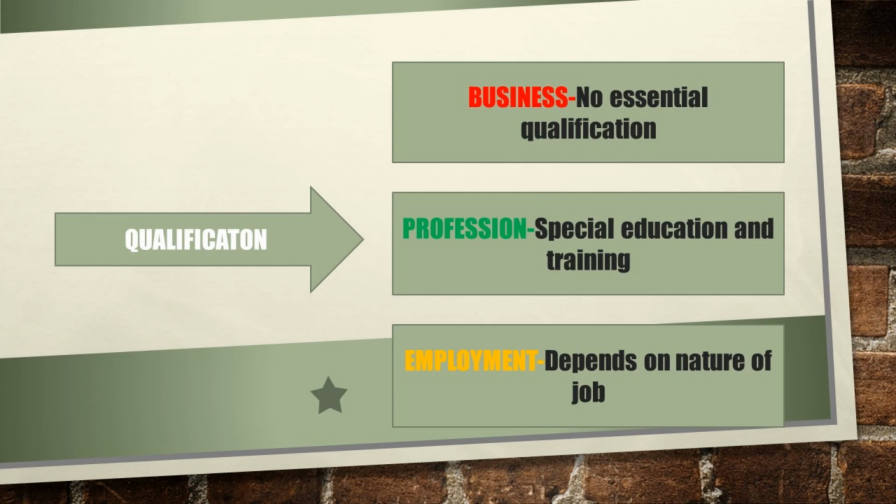But in case of profession, special education, training and experience is mandatory. For example, for working as a doctor, you do need to have a doctor's degree and a certificate of practice. Whereas in case of employment, the qualifications required depend upon the nature of job. For example, for working in a factory, you don't need to have any special qualification. But for working as a teacher, you do need to have a degree in education.